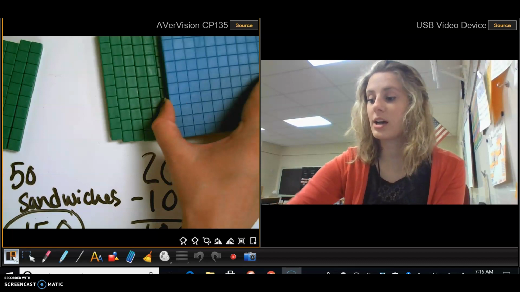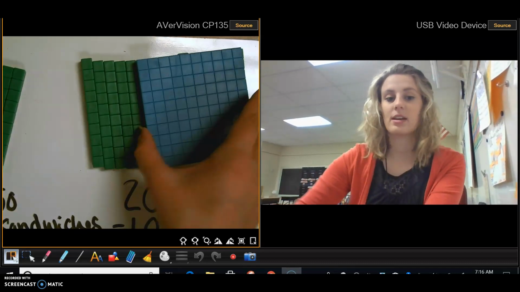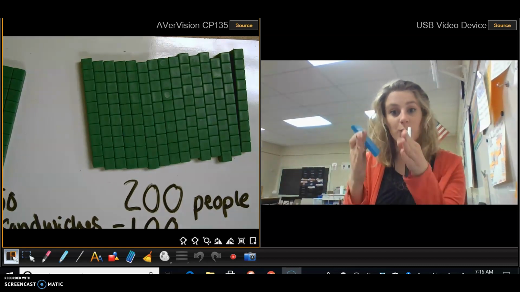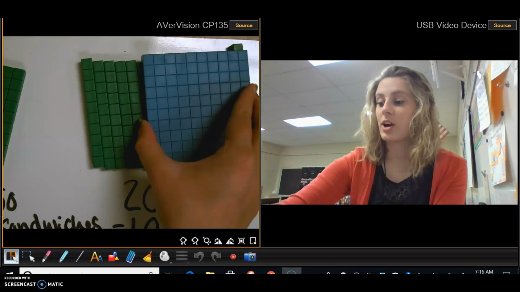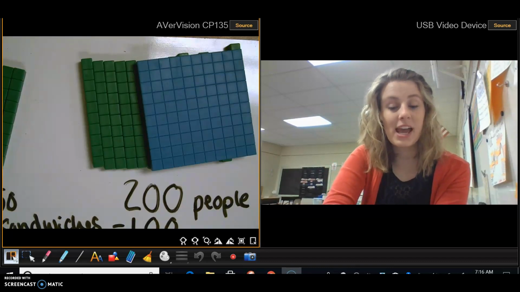We added 150. I know it's a little hard to see. And that's what it looks like in tens, right? So it's a lot easier when we group it and we can put our hundreds block on. So you are going to do an assignment today that has you work with grouping tens again.